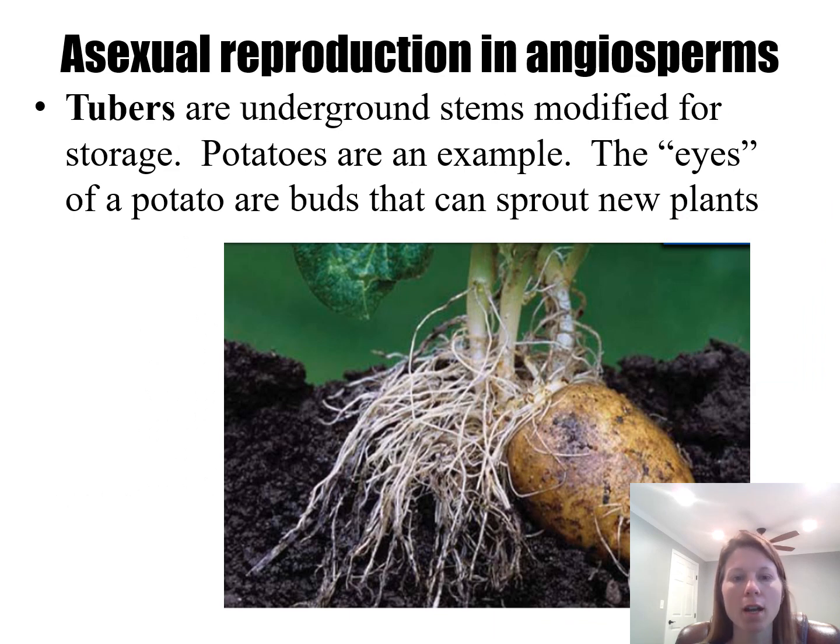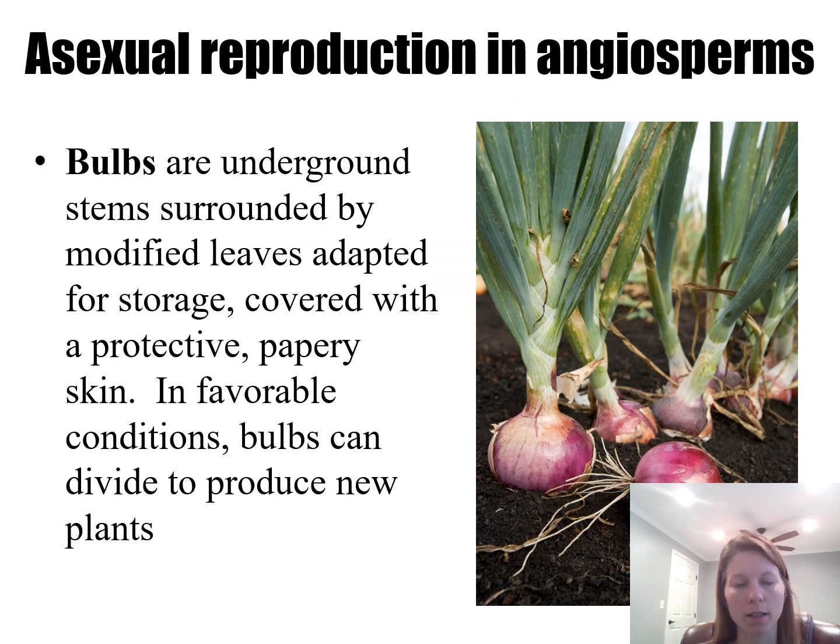Tubers are also underground stems, and they're modified for storage, so they get rather large, and that's useful to us if we want to eat carbohydrates. So an example would be potatoes. And also bulbs are an underground stem that's modified for storage.